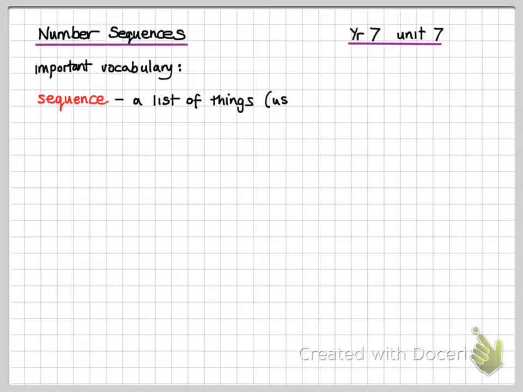You might have talked about sequences in PE, a hop, a skip, a jump, a hop, a skip, a jump. In maths, usually sequences are a list of numbers, but not always. They could be a list of shapes.